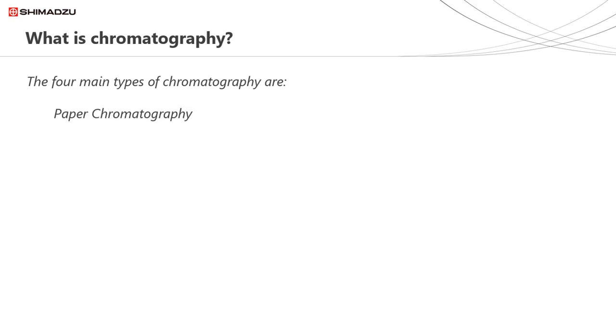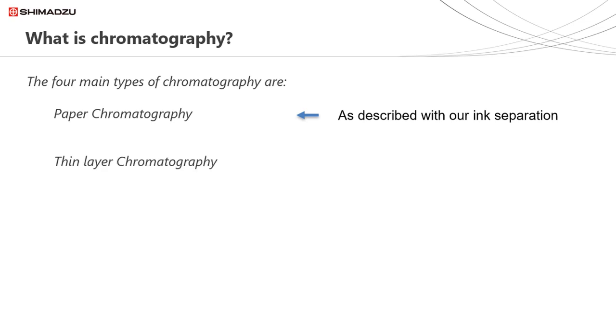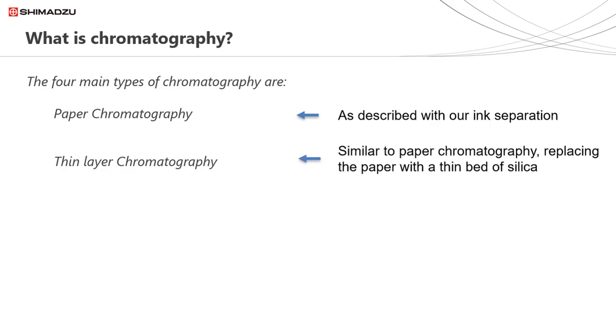Having looked at what chromatography is and how it works, we can now look at the 4 main types of chromatography. We have paper chromatography, as described with our ink separation. We then have thin layer chromatography. This utilises a thin layer of silica, replacing the stationary phase of the paper from our paper chromatography.